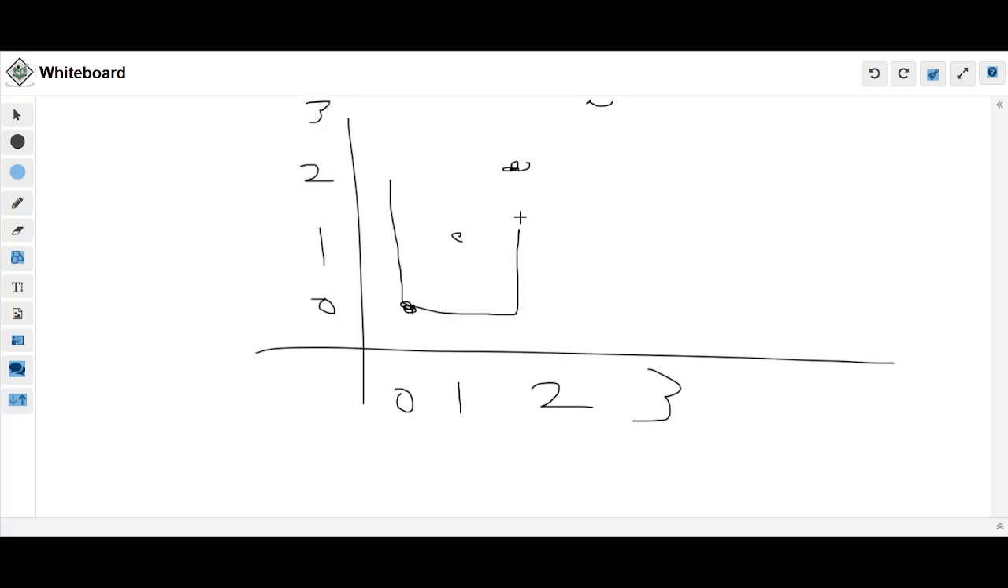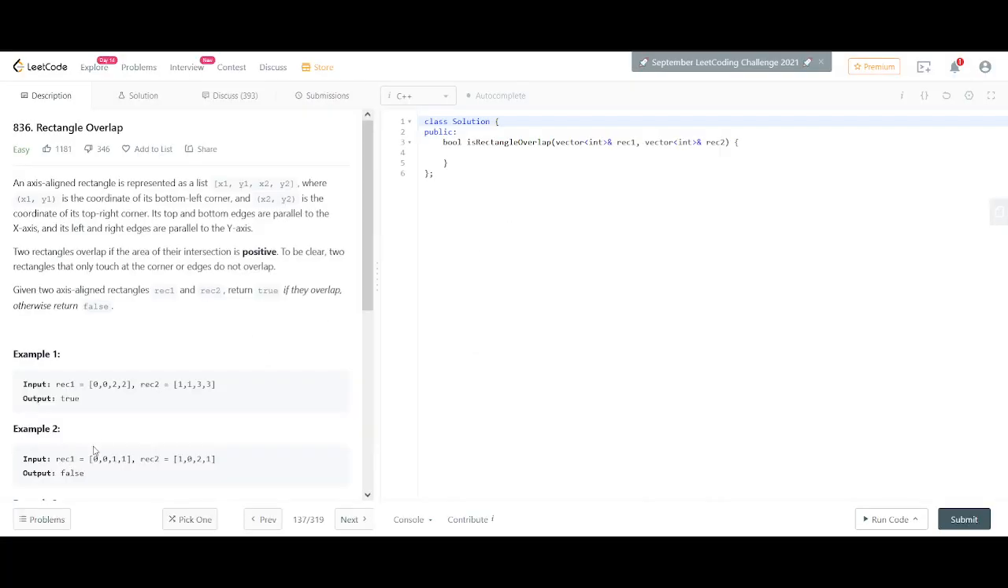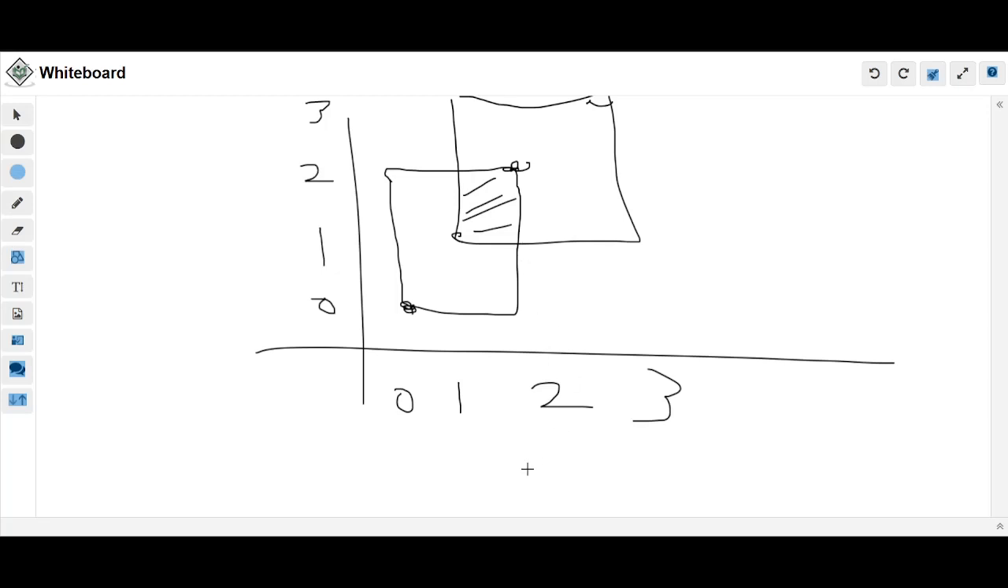So we have this and we have another one like this, right? So it has some positive overlapped area. For example, in example 1, the overlapped area is 2. So how can we calculate this? We need to focus on such coordinates, this coordinate, this coordinate, this coordinate. So when can a positive area be formed?